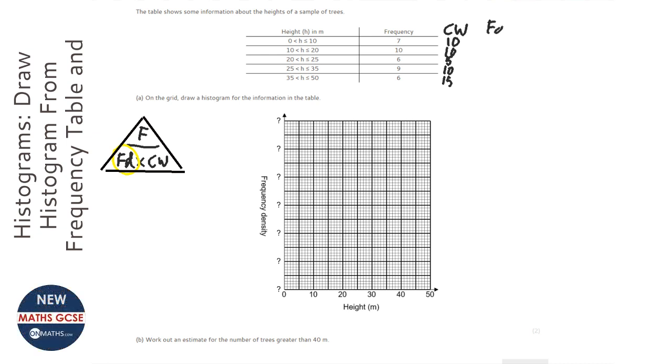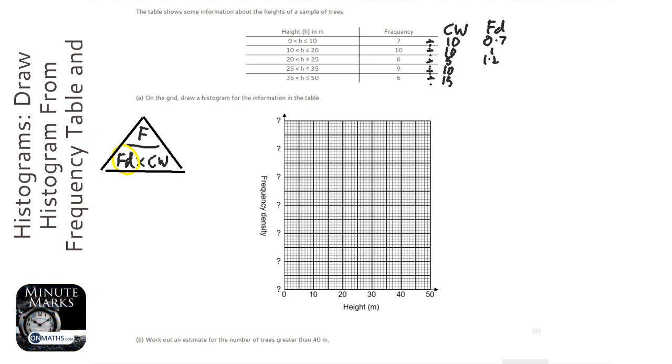And the frequency density then is just the frequency divided by class width. So we're just going round and dividing them all. Okay, so 7 divided by 10 is just 0.7, and then 10 divided by 10 is just 1. 6 divided by 5 is going to be, what, 1.2? I'm writing too small here, let's try it again. So 1.2. 9 divided by 10 is going to be 0.9.